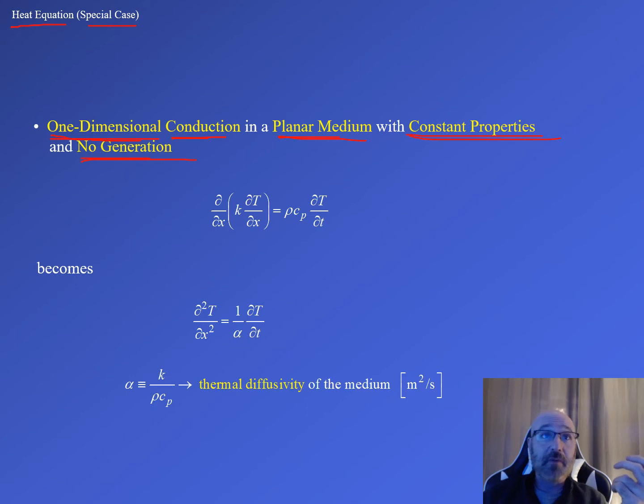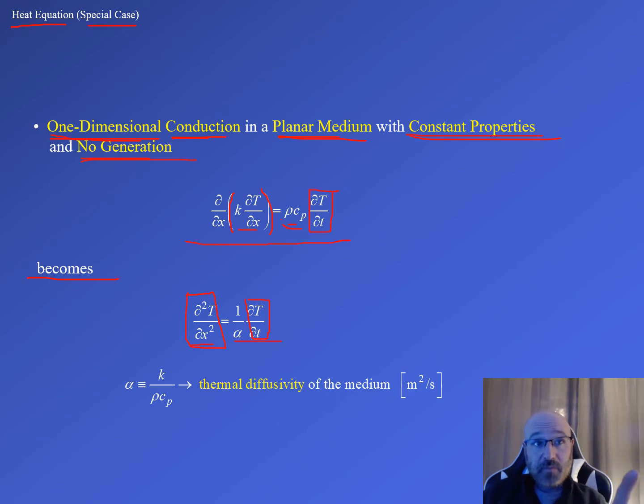So we have the partial with respect to x of k times the partial of temperature with respect to x, equal to rho Cp times the partial of temperature with respect to time. When we work out a little bit of the math, we end up with the second partial of temperature with respect to x, ∂²T/∂x². On the right-hand side, reducing rho times Cp from the governing equations we've seen earlier, this becomes 1 over alpha times the partial of temperature with respect to time, ∂T/∂t.